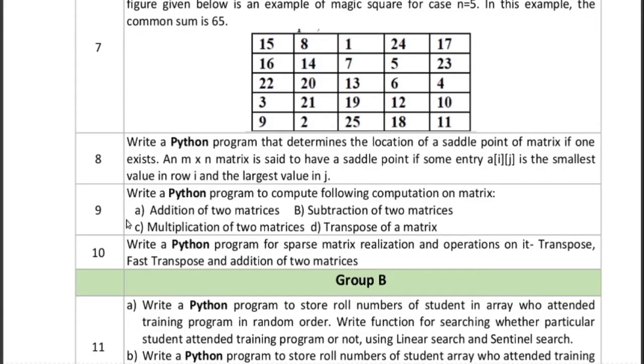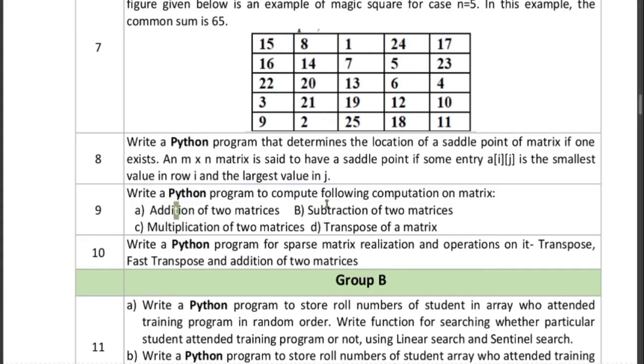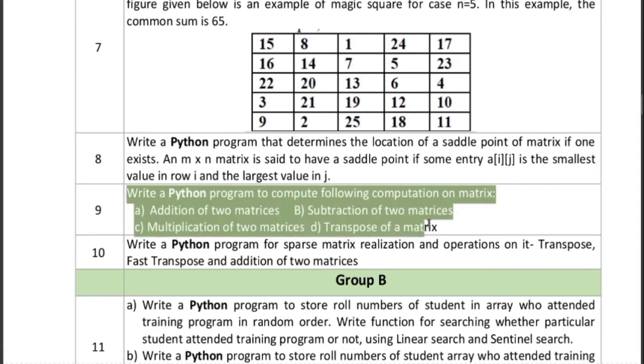Hi guys, so today we will start with the new question number 9, which is to write a Python program to compute the following computation on matrix. We have to perform addition, subtraction, multiplication and the transpose. So let's copy this question and move to our text editor so that we could code.